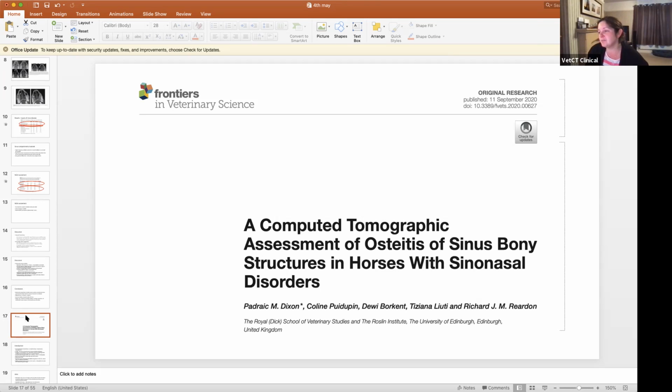So this one I chose because we had a recent case that Jonathan and Mariana looked at that had some funny bone associated with a sinusitis. So I thought this paper happened to spring up.